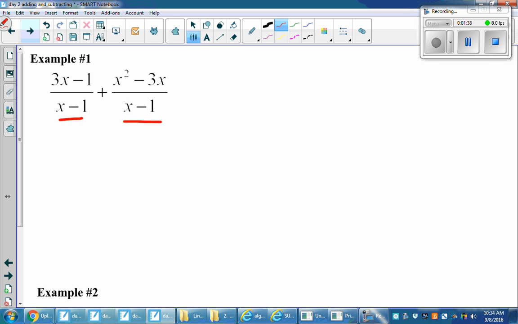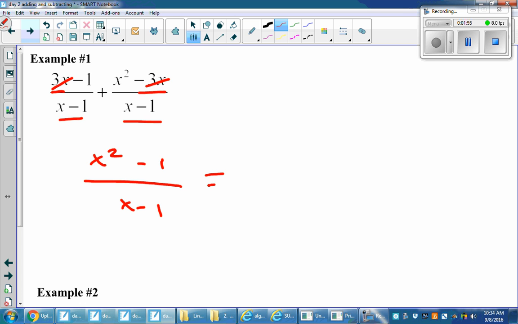Like terms, I see an x squared in the top with nothing else I can add to it. If I look next, I see that I have a positive 3x and a negative 3x. They're going to cancel each other out, and I'm left with a minus 1. And that's divided by, and in the bottom, it's an x minus 1. So I started by combining like terms in my numerator. Now I'm going to reduce.